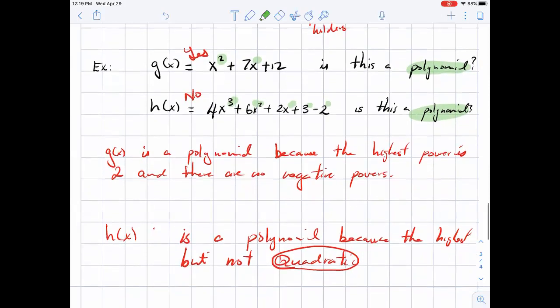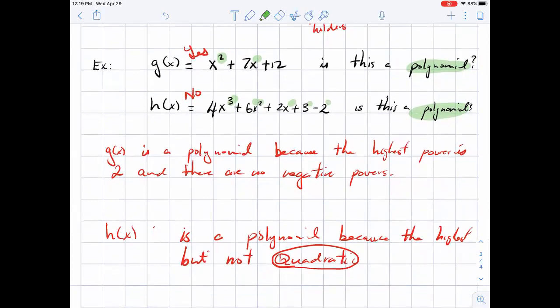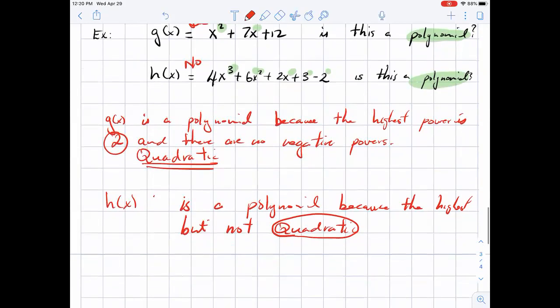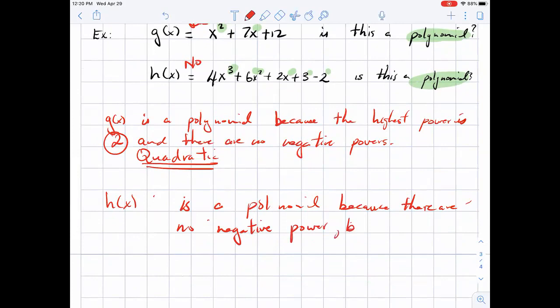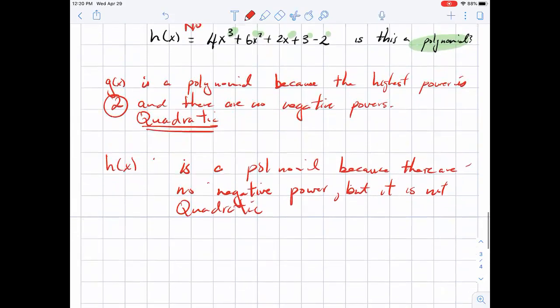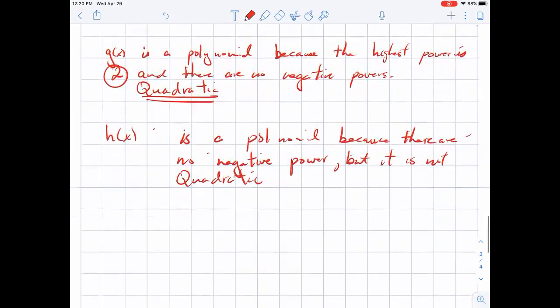Now, if I ask you, is it a quadratic? Quadratic is a family of a polynomial. So g of x is a polynomial because there are no negative powers. And in addition, because the highest power is 2, it's a quadratic, okay? H of x is a polynomial because there are no negative powers, but it is not quadratic. Do you see the difference?